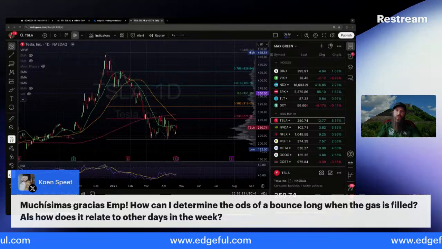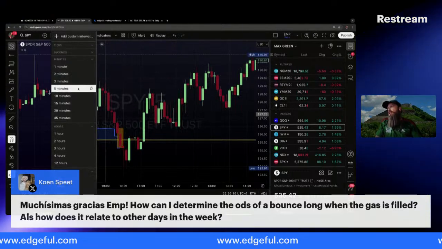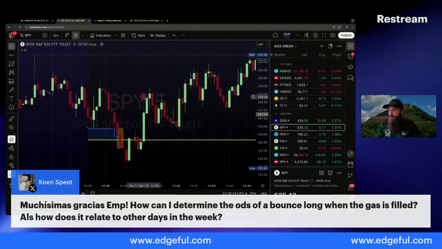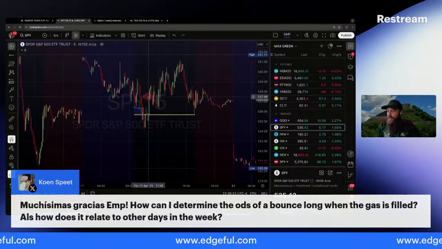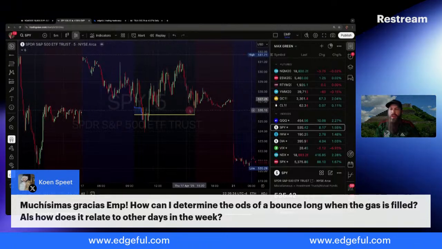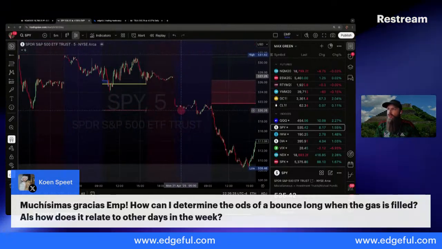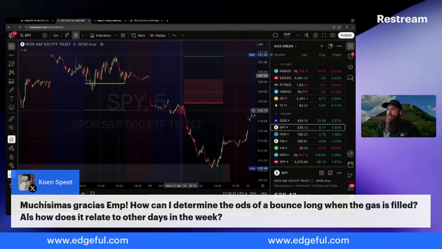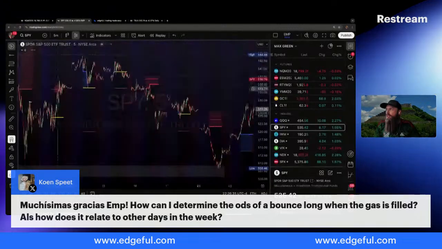I like this question right here. How can I determine the odds of a gap fill bouncing? Part of that will just come with time and some awareness. Confluence is going to be the answer to a lot of things. If you have other levels, what is price action telling you? What direction is the market going in? A lot of those things will tell you a lot about gap fill bounces. But when a gap fills, is it going to bounce?